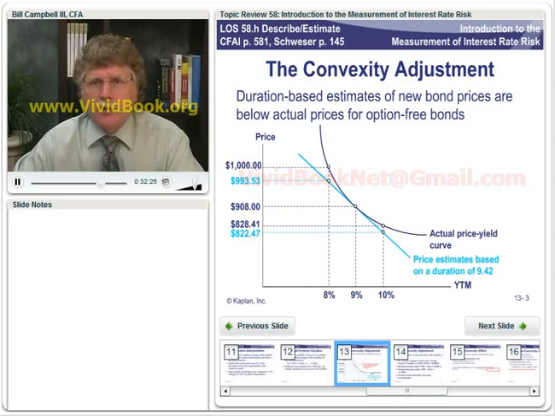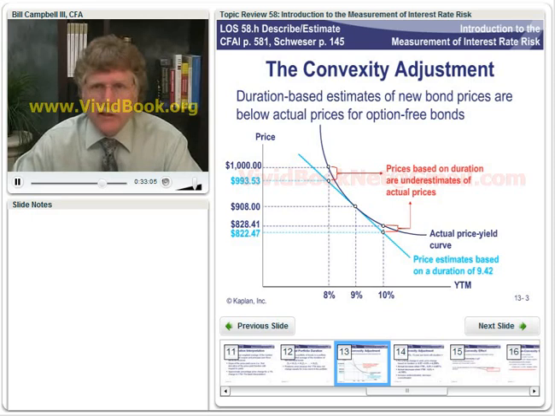The actual price change, if we drop from 9 to 8, the actual price is going to go up to $1,000, whereas our straight line approximation would suggest it only went up to $993.53. The actual price, if yield to maturity went up to 10%, is $828.41. Our straight line approximation says that it would change to $822.47. So we want to make some sort of an adjustment for the curvature of that curve, and that adjustment is what we call convexity.